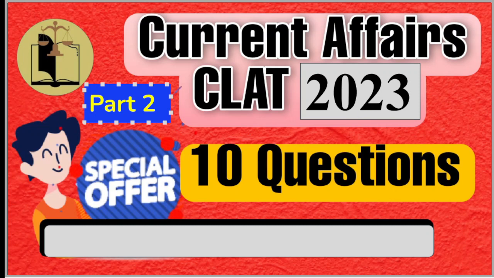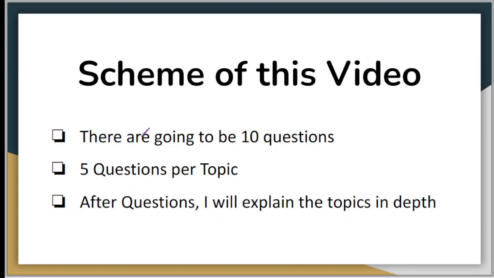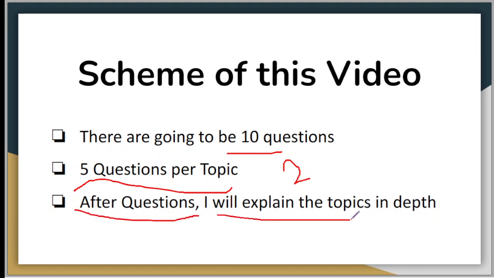In this video, I'm going to discuss current affairs for CLAT 2023. There are going to be 10 questions, and this is part 2 of the current affairs series for CLAT 2023. Let's talk about the scheme of this video. There are going to be 10 questions, as I've already told you, and there are going to be 5 questions per topic, which basically means that I am going to discuss 2 topics in depth. So after the questioning round, I will explain the topics in depth.